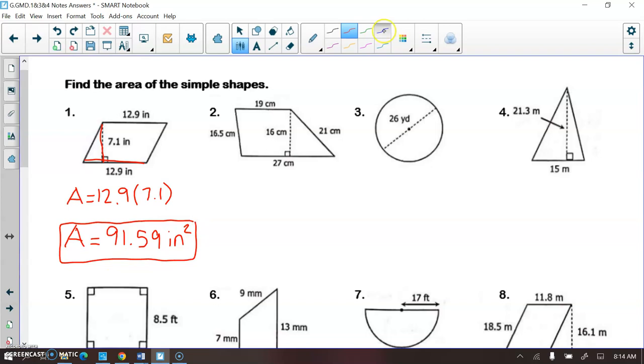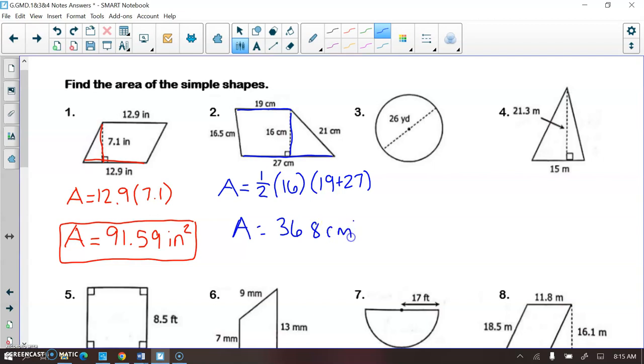Okay, number 2. This is a trapezoid. So my area formula is going to be 1/2 times my height, which is the 16, times the sum of my two bases, which is 19 plus 27. So my area would be 1/2 times 16 is 8. 19 plus 27 is 46. So 8 times 46 is 368 centimeters squared.